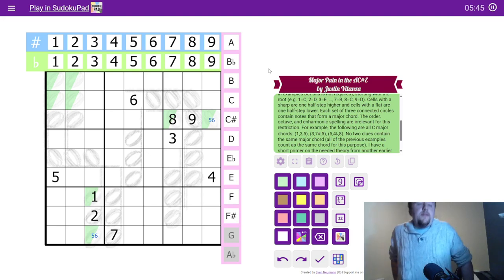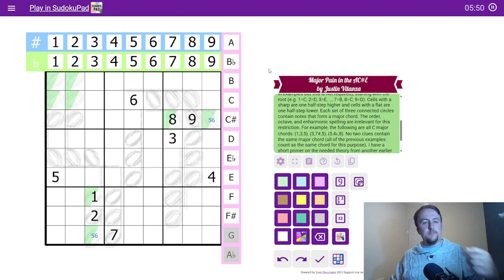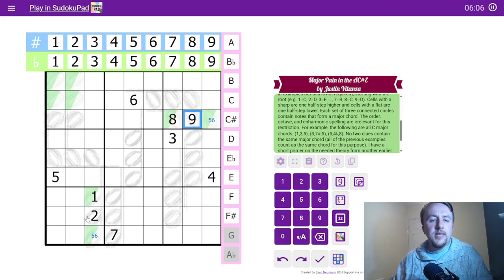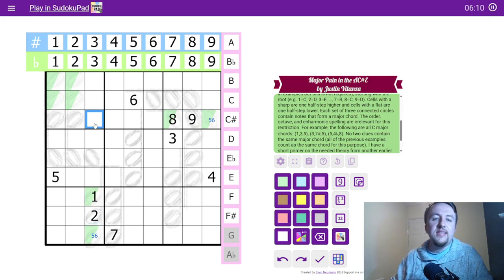Okay. So what now? Shall we think? Yes, we probably should think. That's a good idea. So one of these will be sharp, but we don't know. Yeah, so this cell isn't going to be sharp, but that doesn't necessarily put it onto these triads.